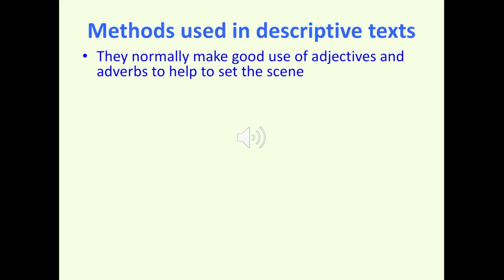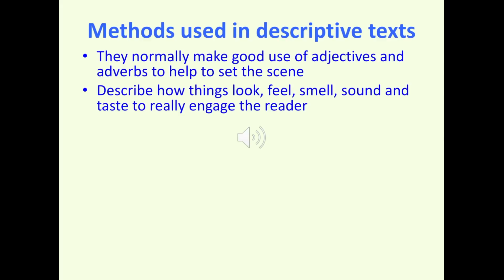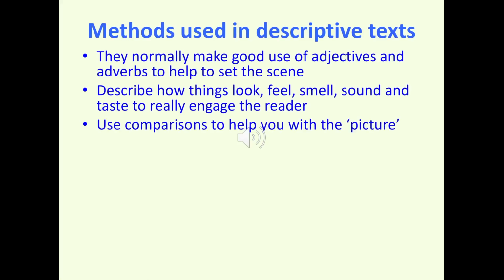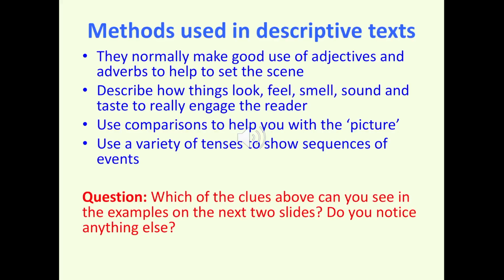Methods used in descriptive texts. They normally make good use of adjectives and adverbs to help set the scene. We'll have a look at some examples of these in a second. They describe how things look, feel, smell, sound and taste to really engage the reader. They use comparisons to help you with the picture. They use a variety of tenses to show sequences of events. Which of the clues above can you see in the examples on the next two slides? Do you notice anything else?